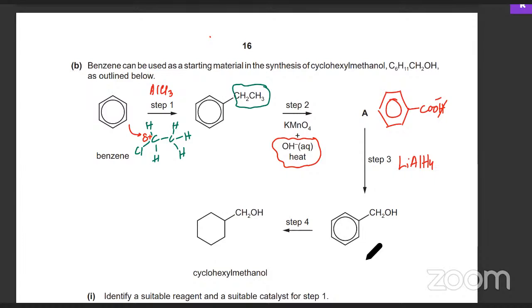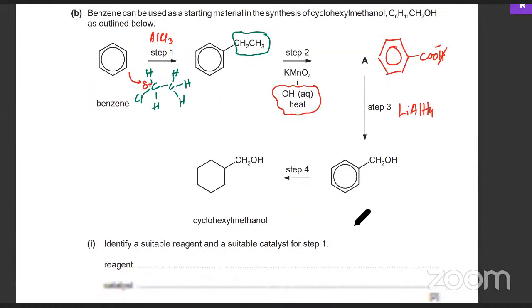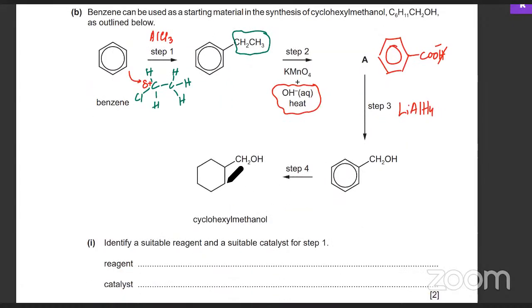Okay, then the last part, how do you get rid of the benzene? Like how do you get rid of the double bonds? That is hydrogenation. That is just hydrogen with a nickel catalyst, and the temperature is going to be 200 degrees centigrade. Okay, so that's simple hydrogenation.